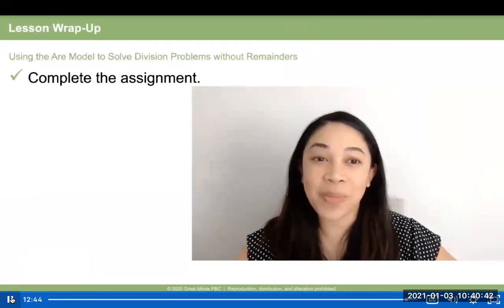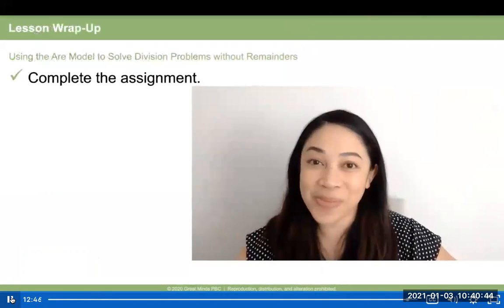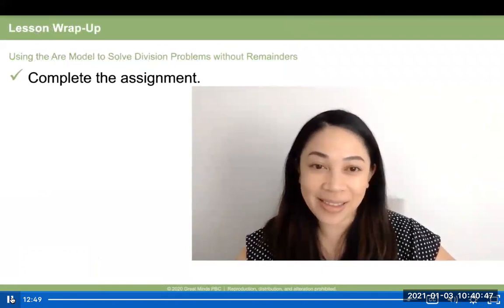For today's lesson, we used an area model to solve division problems without remainders. Great work for today.